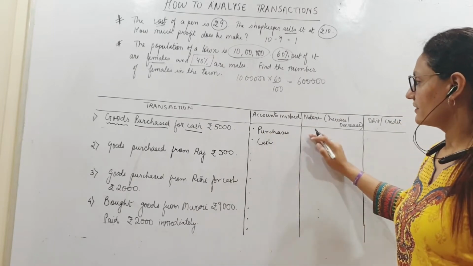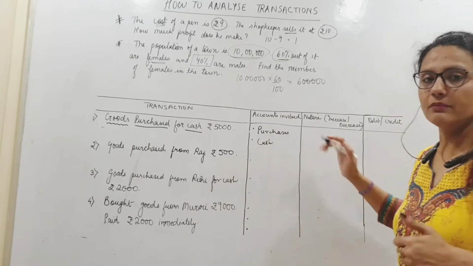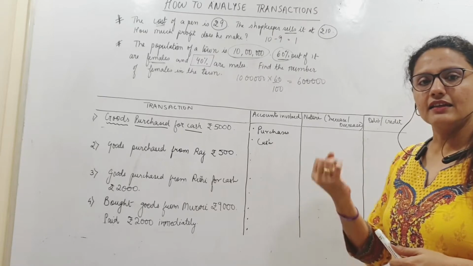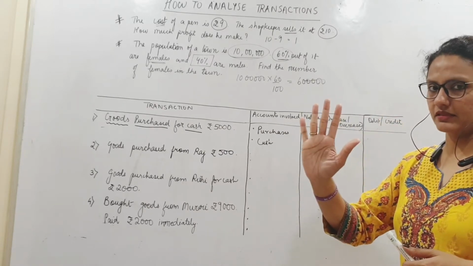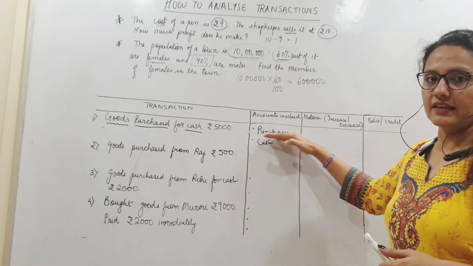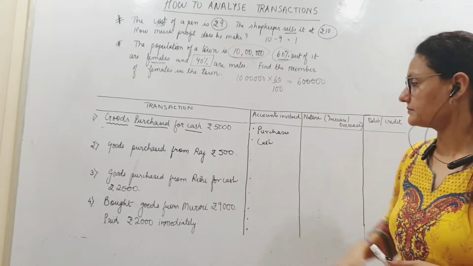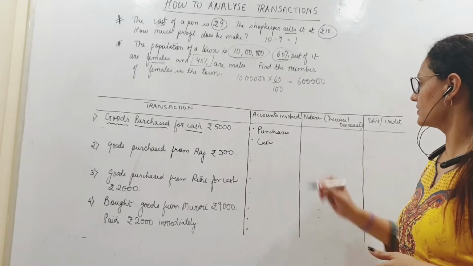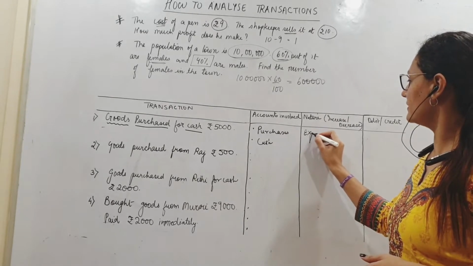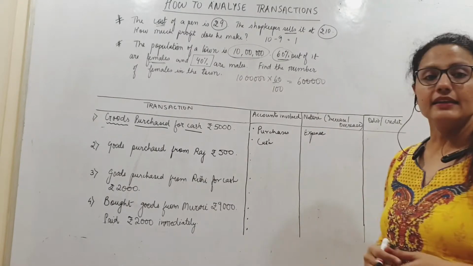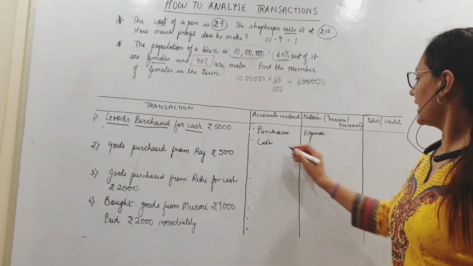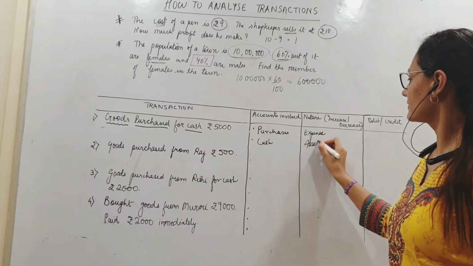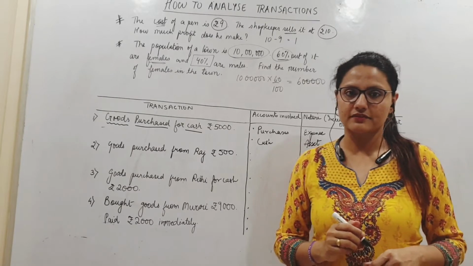Now let us find the nature of it based on the modern approach. Asset, liability, income, expense, capital. ये पांच एकदम clear होना चाहिए. Purchases is an expense for me. So purchases account. It is an expense for me. Cash account. Cash is an asset, right? Cash is an asset. So asset account.